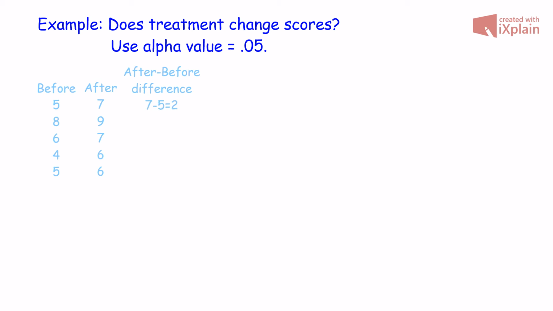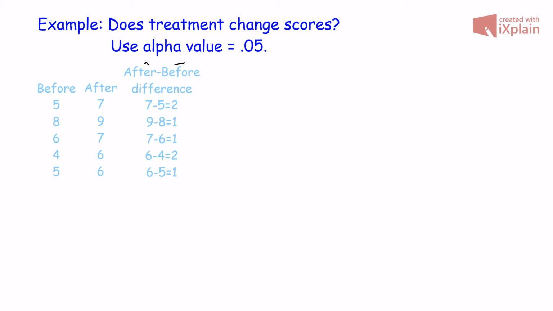And the first thing you should do is compute the difference scores. So the first row of data is a person. Let's say that's Bob. So Bob scored 5 before and 7 after. And we find the difference for Bob to be 2, as long as we subtract after minus before.